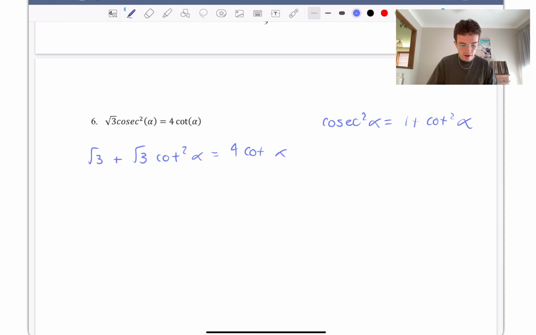Subtracting all of that over, we're going to get root 3 cot squared alpha minus 4 cot alpha plus root 3 equals 0.